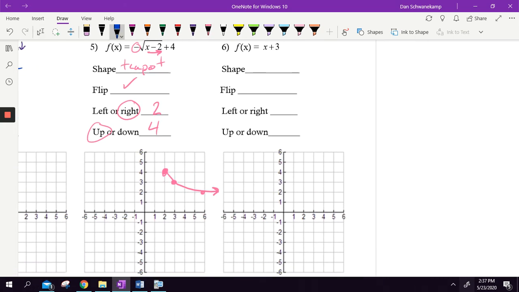X plus 3. Oh no. What's my shape going to be? It's a line. Did it flip? Nope, because there's not a negative. Did it shift left and right? No, because that +3 is not inside of grouping symbols. That +3 is going to move me up 3.